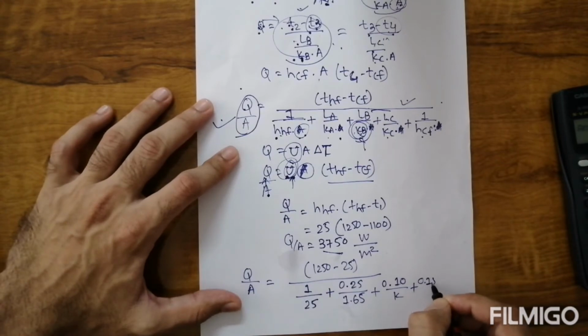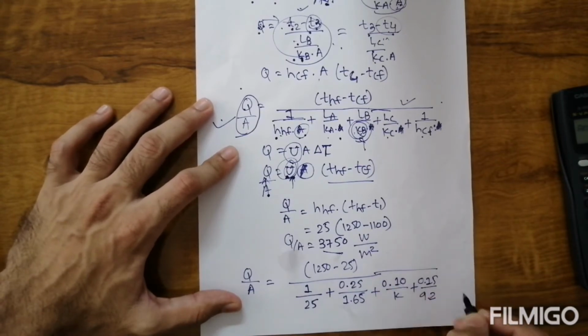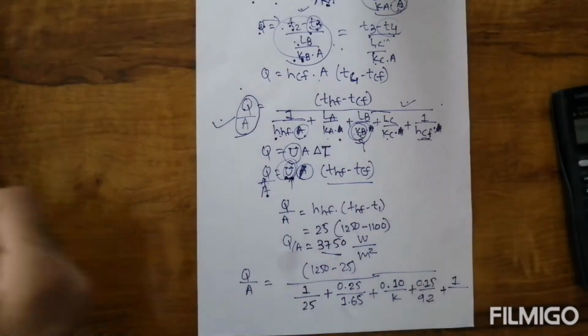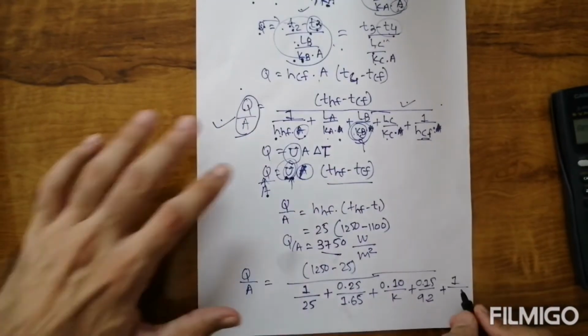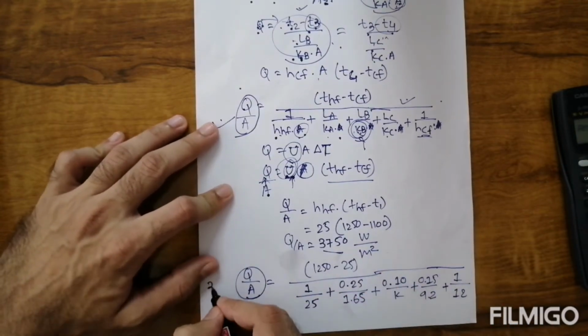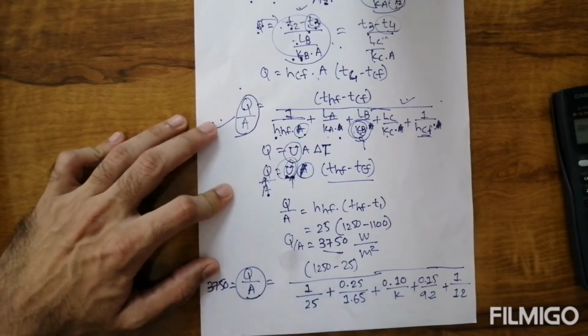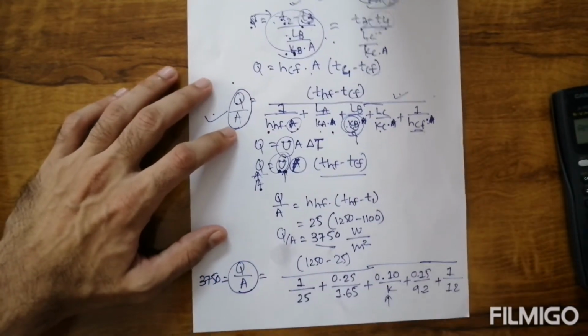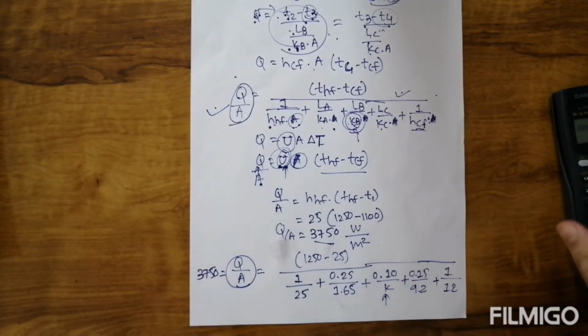0.15 divided by 9.2 plus 1 upon the HCF. How much is HCF? HCF is 12, so 1 by 12. Okay, now Q by A is already found: 3750 watt per meter square. Now from that equation we can find the thermal conductivity K. That will be our unknown thermal conductivity.